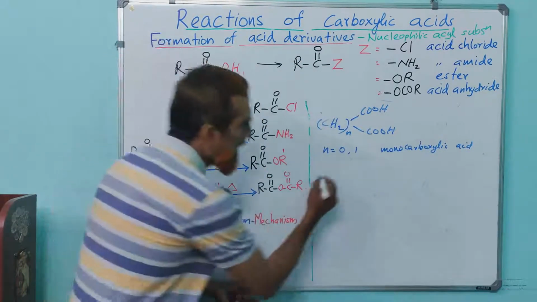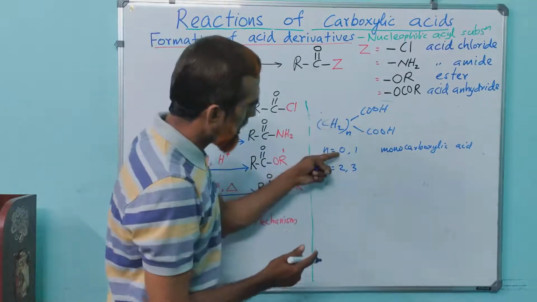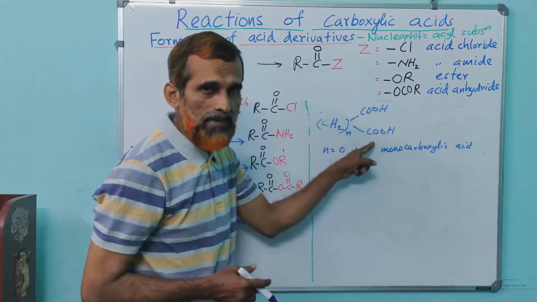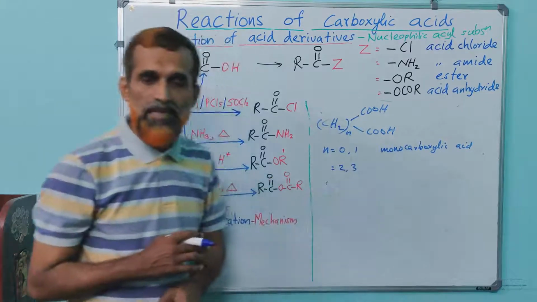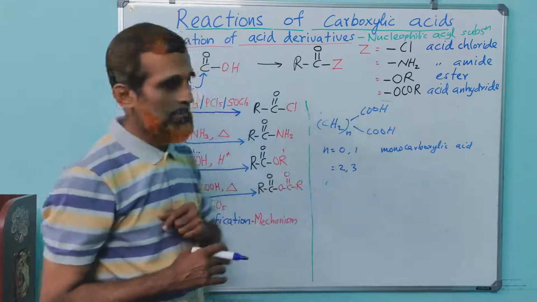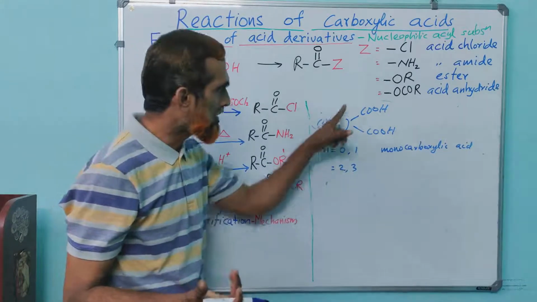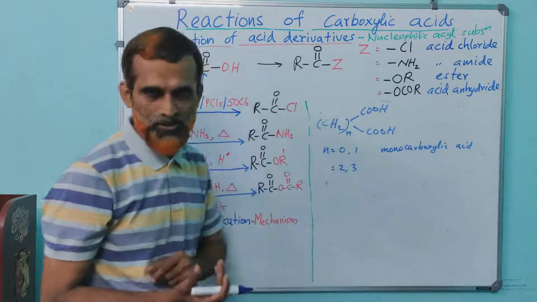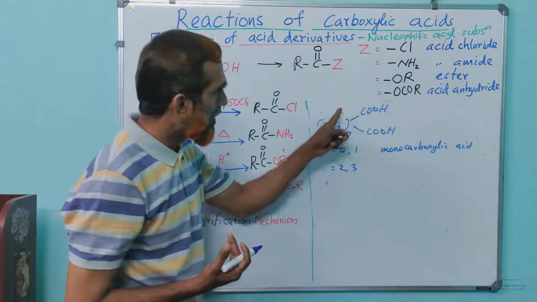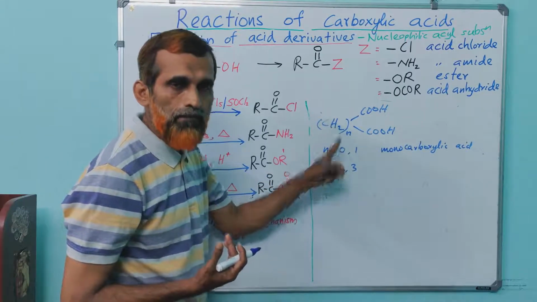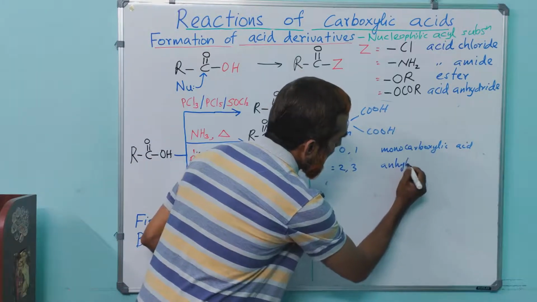We discussed that. If n is 0, you can call it 1,2 dicarboxylic acid according to IUPAC rule. If n equals 1 it is malonic acid, then we can call it 1,3 acid. If it is 2, that is succinic acid, that means COOH, CH2, CH2, COOH. If it is 3, that is glutaric acid, then there are 3 CH2 here. In these two cases, you get anhydride. You get cyclic anhydride.